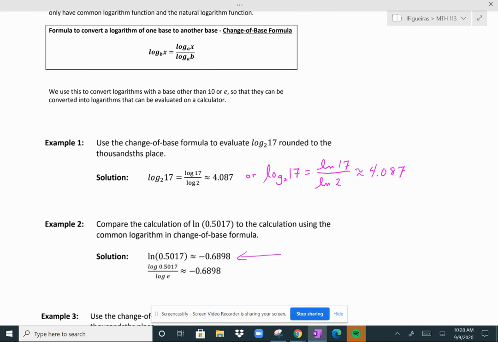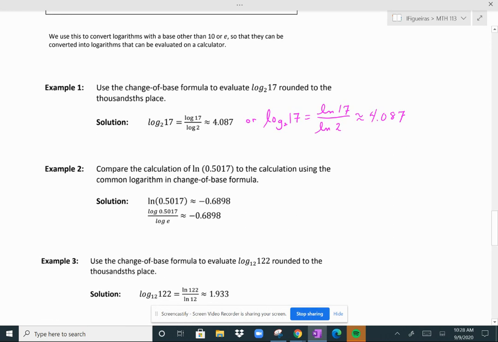0.6898. But converting it to a common log means that I take the common log of 0.5017 divided by the common log of e, because the base of ln is e. Remember, in the denominator, you take the log of that base. So here the base is e, you just don't write it out with common logs. If you compute that quotient, you get the same answer.